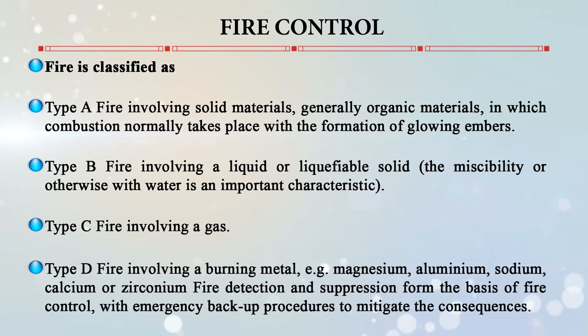Type D fire involves a burning metal, for example magnesium, aluminium, sodium, calcium or zirconium. So fire detection and suppression form the basis of fire control, with emergency backup procedures also to mitigate the consequences. Now we will see what types of fire extinguishing materials there are. The penetration and cooling action of water is highly required with class A fires, like those involving paper, wood, textiles, refuse.